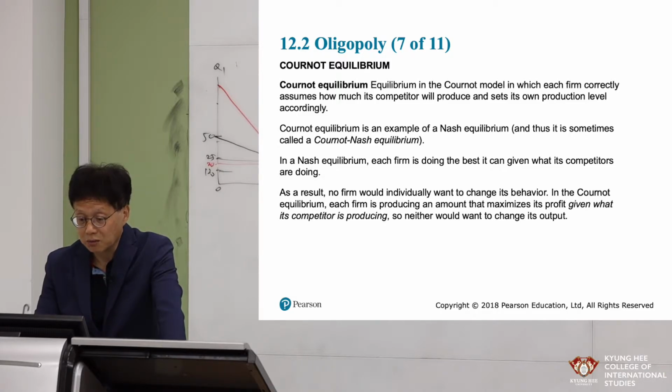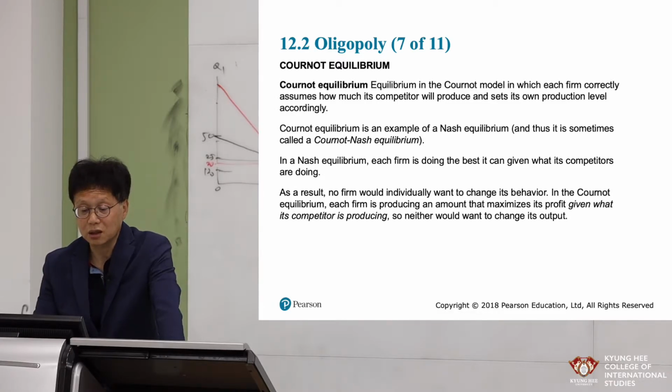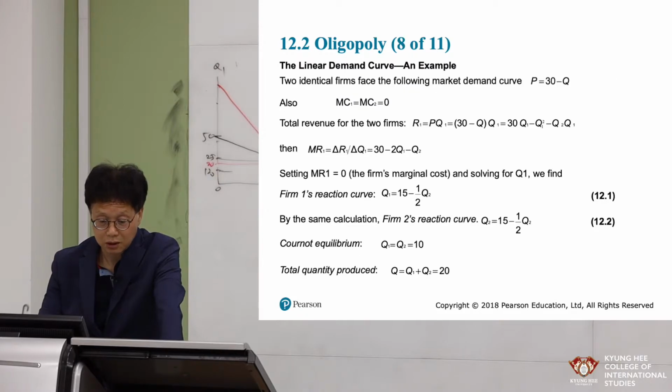In the Cournot equilibrium, each firm is producing the amount that maximizes profit given what its competitor is producing. Thus, neither would want to change its output level. Okay?